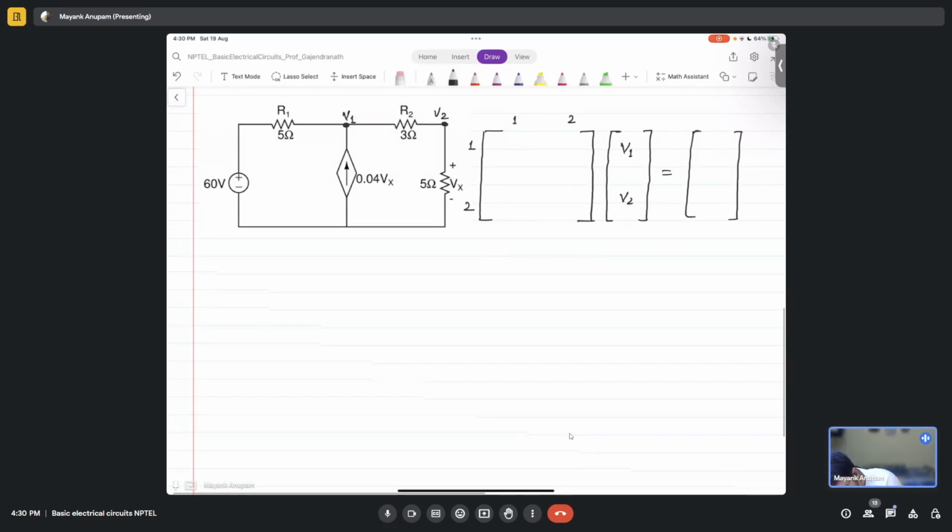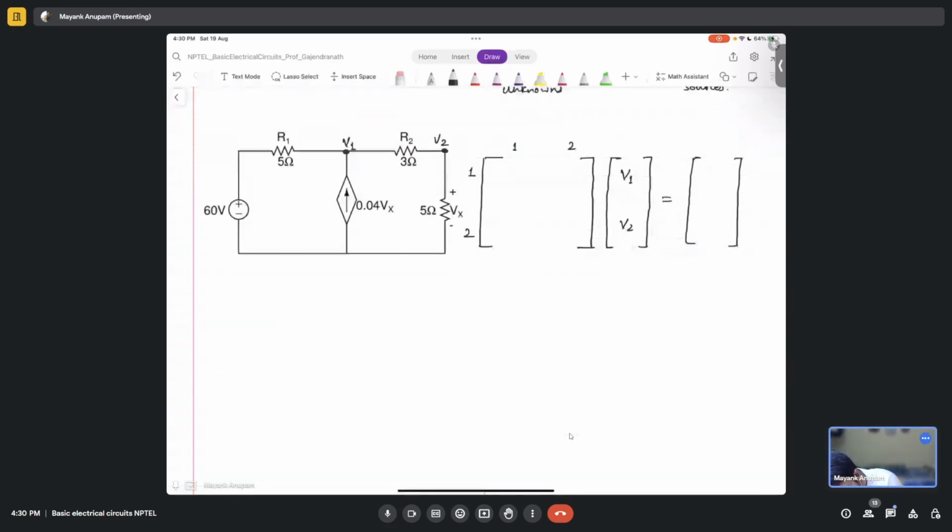So for writing this term here, for finding how much this will be, what all things do we need? We know that it will be the sum of conductances at this node, right? 1 over 5 plus 1 over 3, correct? That will be there, right? So first let's do that. 1 by 5 plus 1 over 3, correct? That will be there at node V1.